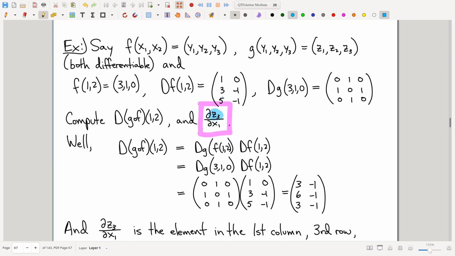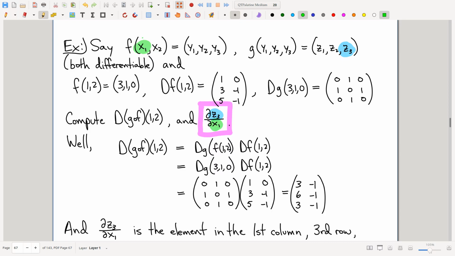Now let's take a quick moment. Where is Z3? Here it is. There's Z3. It's the third output of the composition. Right. And we're supposed to compute its partial with respect to x1. Where's x1 in this picture? Well, there it is. It's the first input into the composition. Okay, so how are we going to compute that partial? Well, we just got through computing a derivative matrix that's made up out of all of the partials. The one we are interested in being one of those.